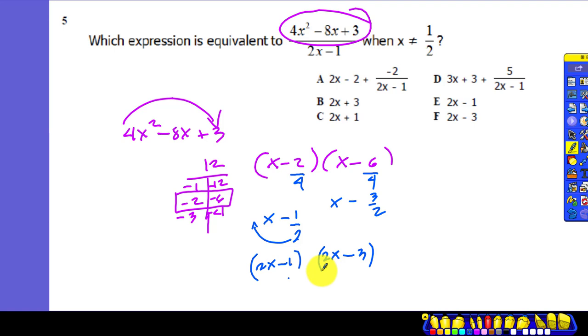So this is your numerator. We're dividing this by your denominator. Okay. So cancel this one out. We'll get 2x minus 3. Okay. So the correct answer will be letter F.